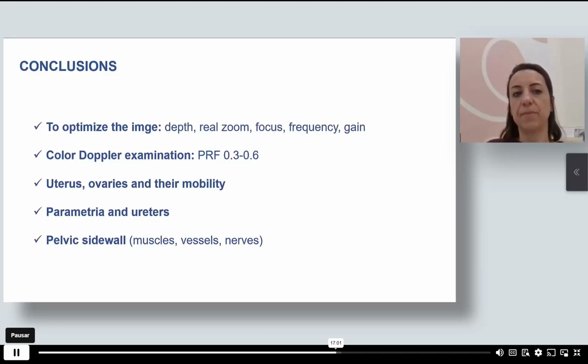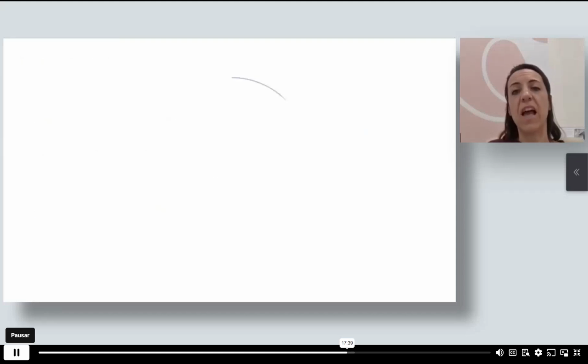In conclusion, to optimize the image, we can use depth, real zoom, focus, frequency, and gain. Then, for color Doppler examination, please check the PRF between 0.3 and 0.6. Uterus, ovary, and their mobility can be assessed very easily with the transvaginal ultrasound examination, but we can also assess ureters, parametria, and muscles, vessels, and nerves. Thank you very much for your attention, and enjoy the rest of the course.